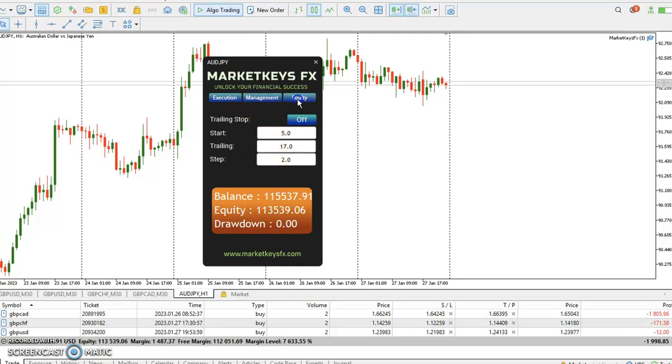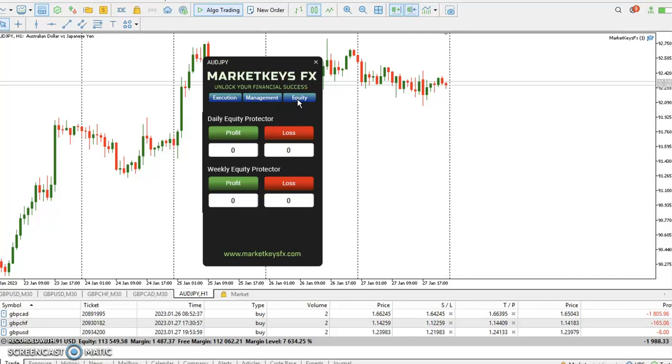All right. Now, the most important feature is under the equity protector tab. So this is where we have our daily equity protector and our weekly equity protector. So this basically stops you from trading when you hit a certain profit or you hit a certain loss. So if I say I want to stop trading for the day if I hit a $500 profit, that means whenever a trade closes and it's a $500 profit or more, the robot, this Market Keys, will prevent me from doing any more trades for that day.